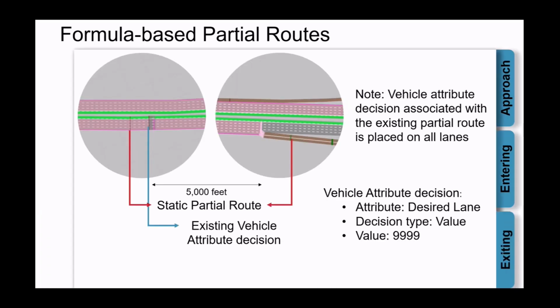Similarly, we see the exiting partial route, and this is nothing but what we talked about before: placed 5,000 feet before the exit ramp, and it just sees if the static route matches the partial route.